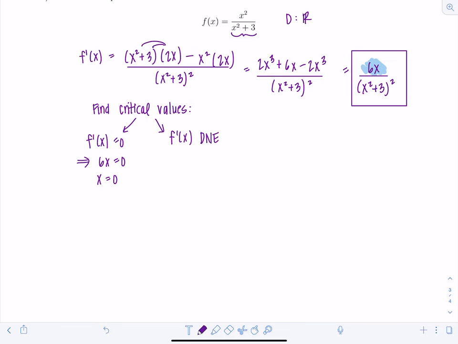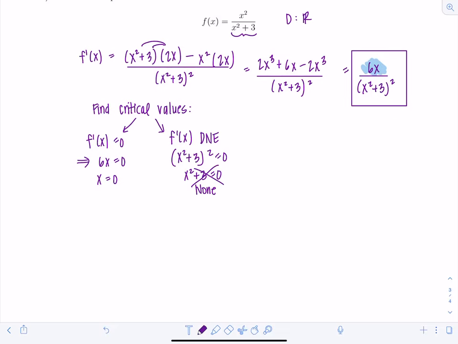F prime of x does not exist would mean that x squared plus 3 squared is 0, so x squared plus 3 would be 0, but that's not possible. That would mean x squared has to be negative 3, so there's none from this case. No real numbers, don't worry. We're only dealing with real numbers in our calculus career for right now.